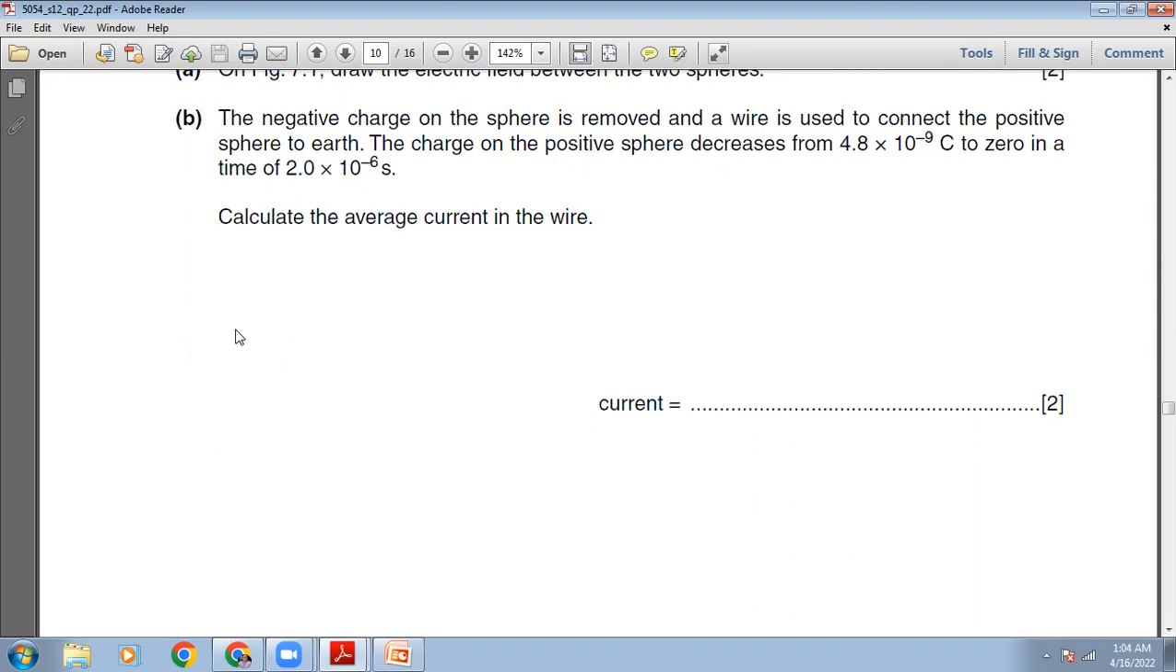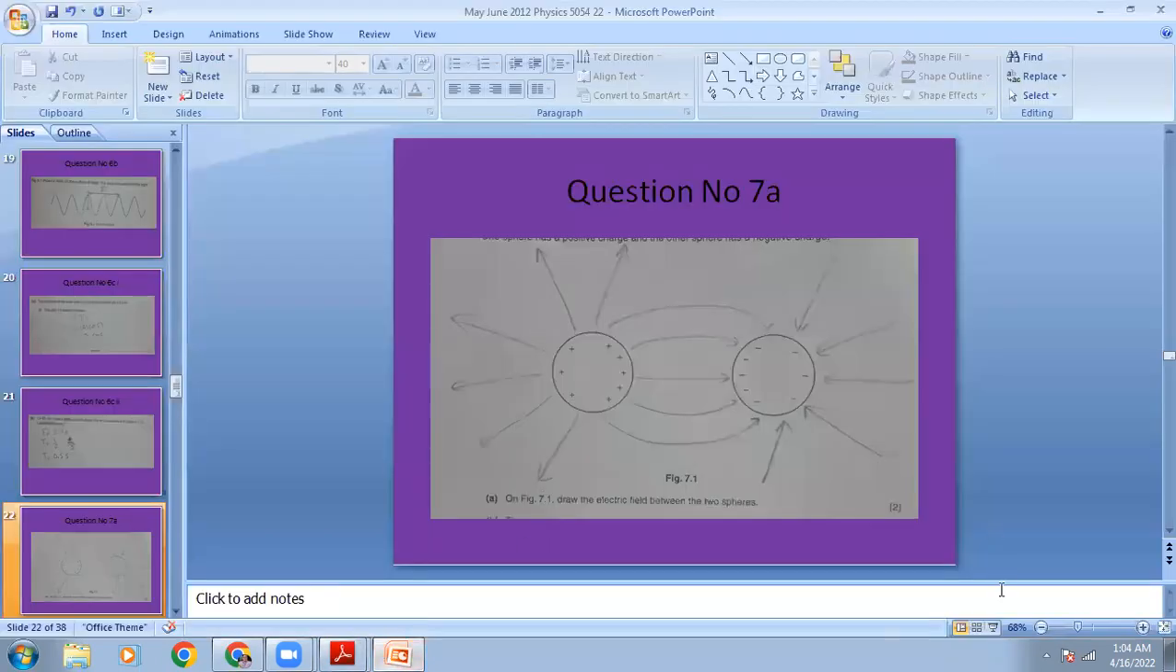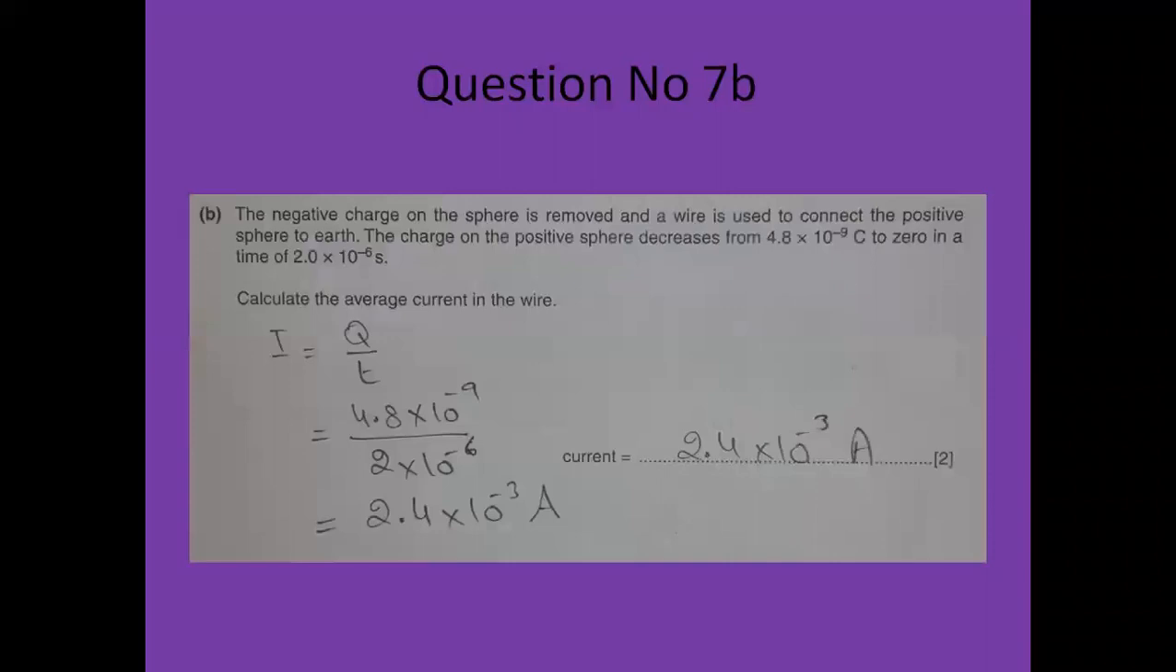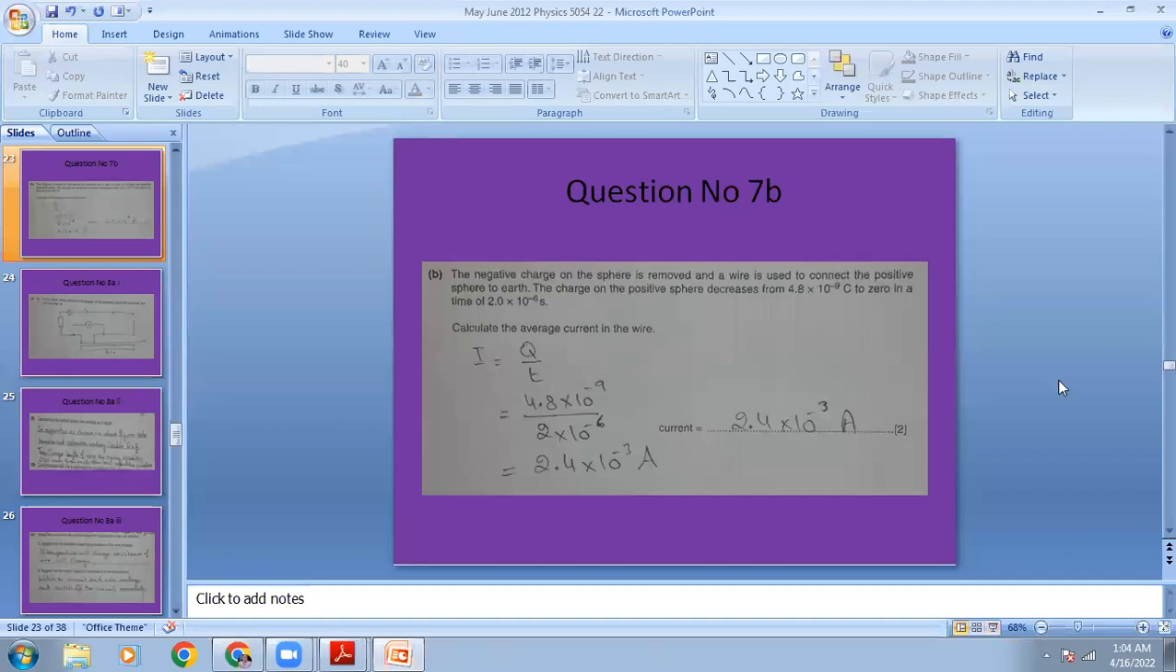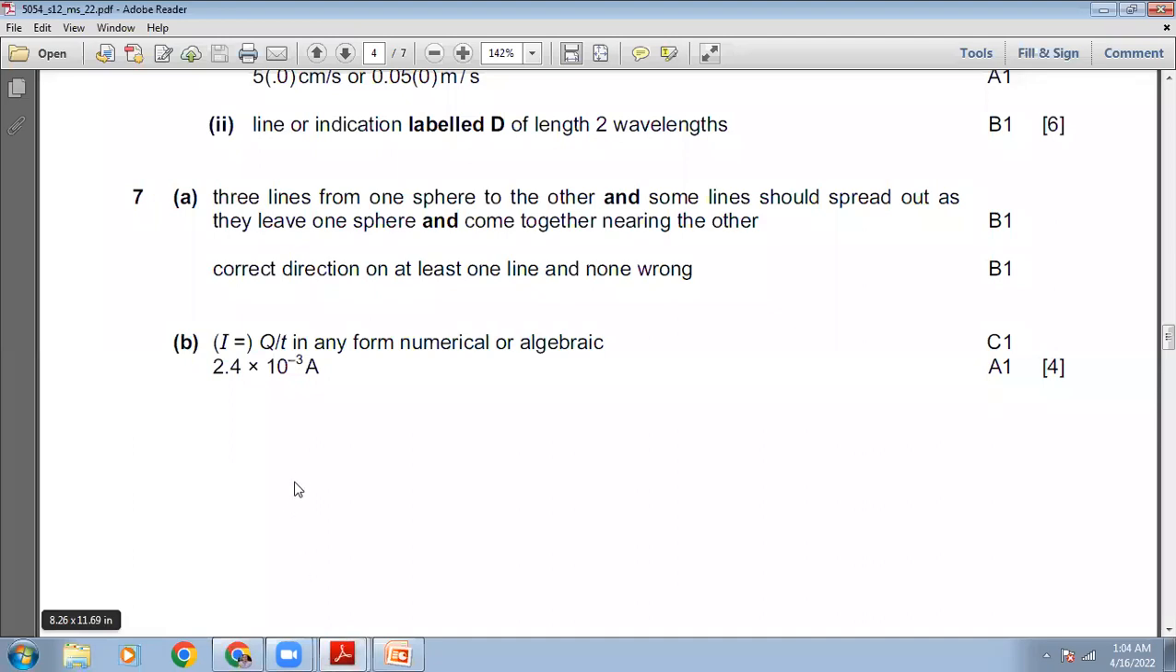You know, the current is equal to charge divided by time. So simply put the charge value and divide it with the time value. Charge is 4.8 × 10^-9 coulomb, and the time is 2 × 10^-6 seconds. So you just divide it in your calculator. You will write 4.8 exp minus 9 divided by 2 exp minus 6, and the answer will be 2.4 × 10^-3 ampere. Our answer is right.